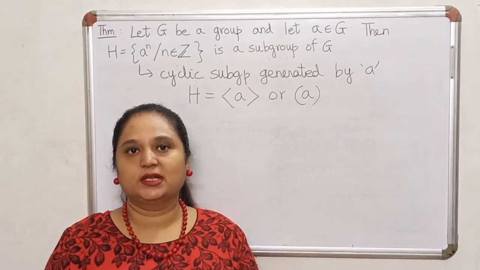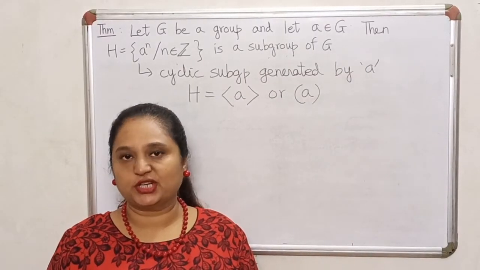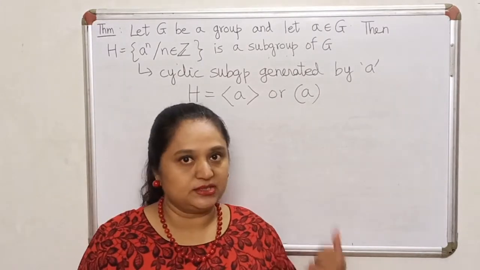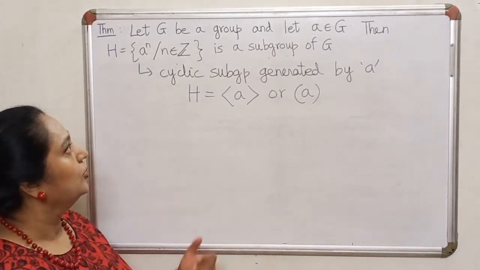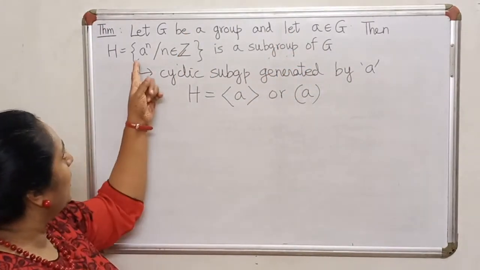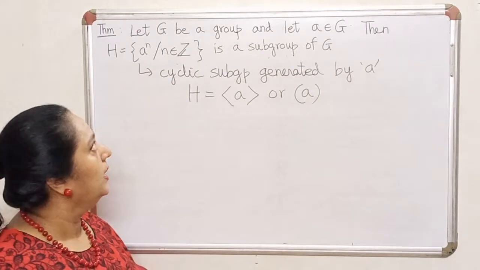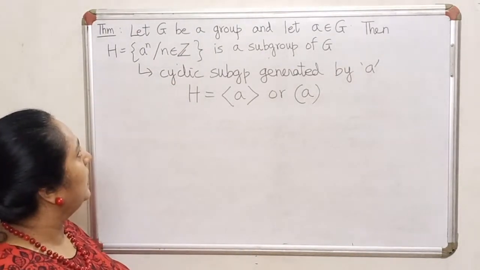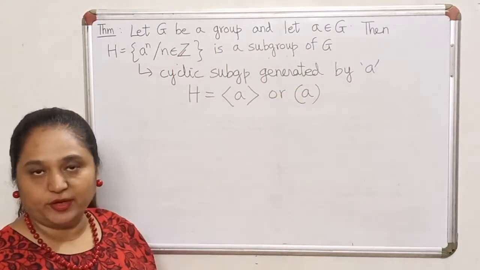Hello dear students. In the last lecture we saw a special kind of subgroup called a cyclic subgroup, and let's revisit the definition. For any group G, we fix an element in that group and we take all integral powers of A. We have given some meaning to an integral power of A, and we had proved that this is a subgroup of G.